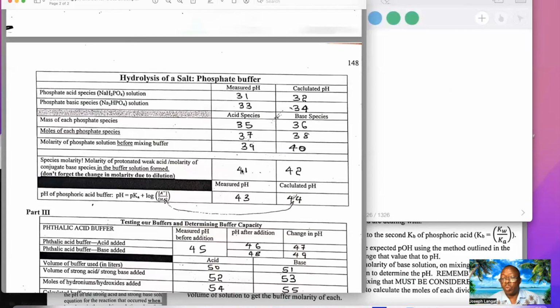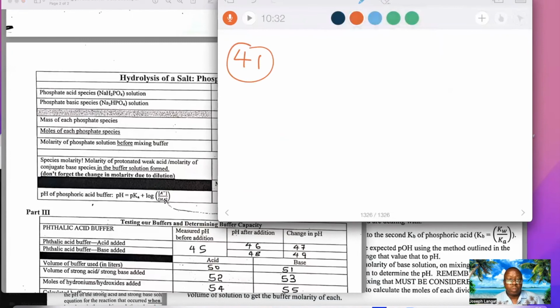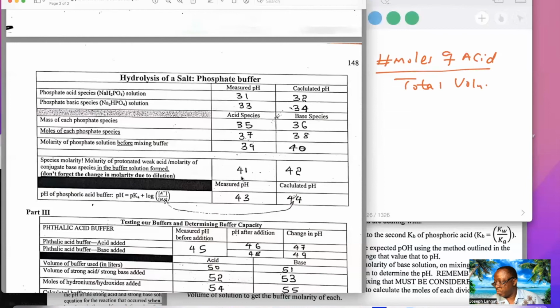So number 41 here. This is how we read it. This is for the acid, not the pH. The molarity in the buffer solution is the number of moles of acid over the total volume, which in this case is 100 ml when you mix the two, 50 plus 50.